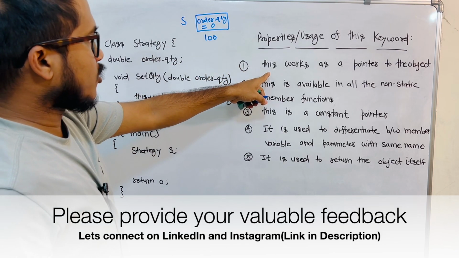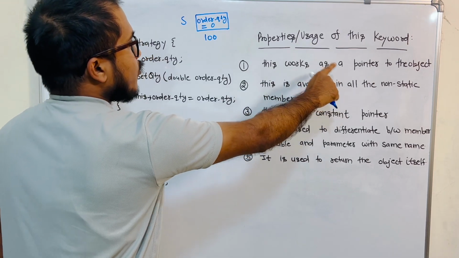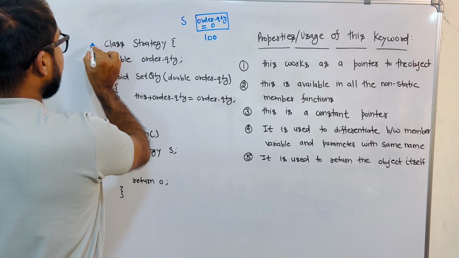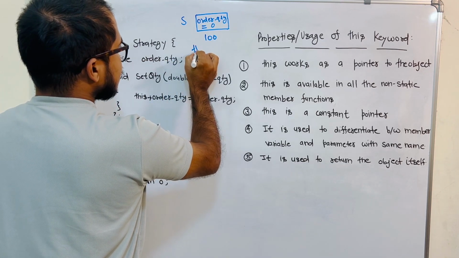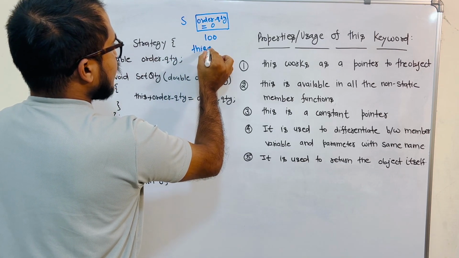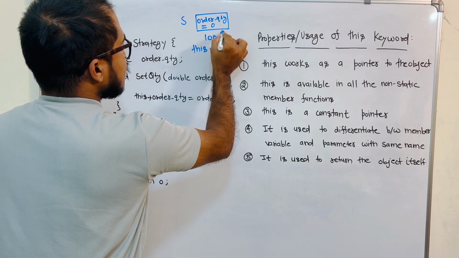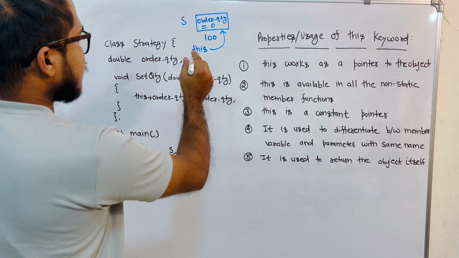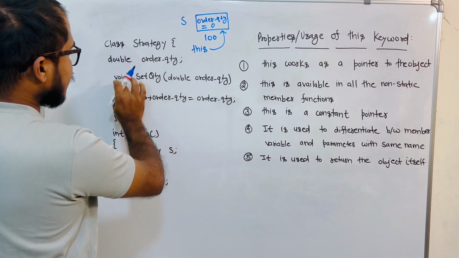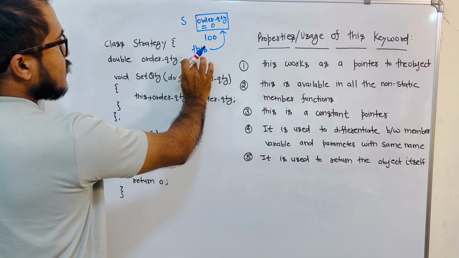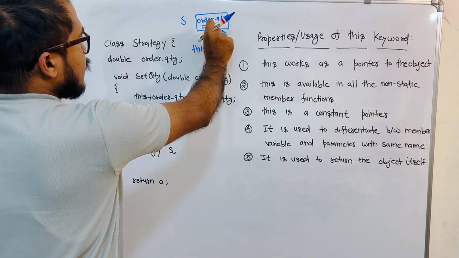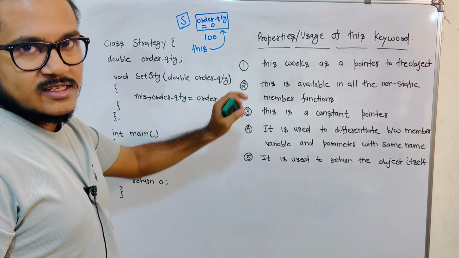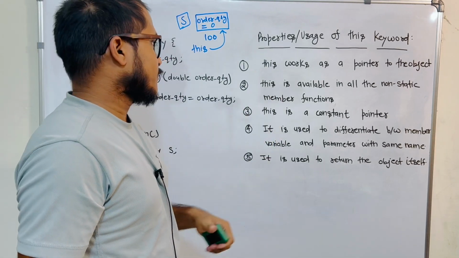And for the first property, this will work as a pointer to the object. So if I am accessing this inside the strategy class, it means it will work as a pointer to the strategy class object S. So basically inside any of the function of strategy class, if I am saying this, it means I am pointing to the strategy class object S. So this is the meaning of the first property.